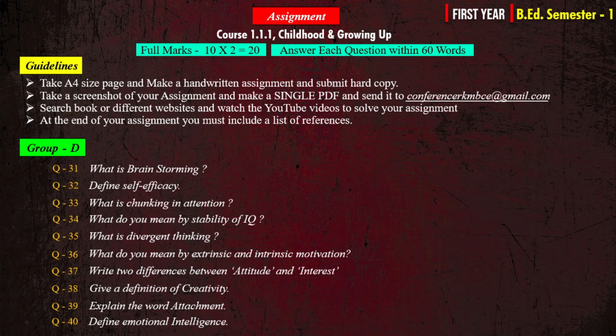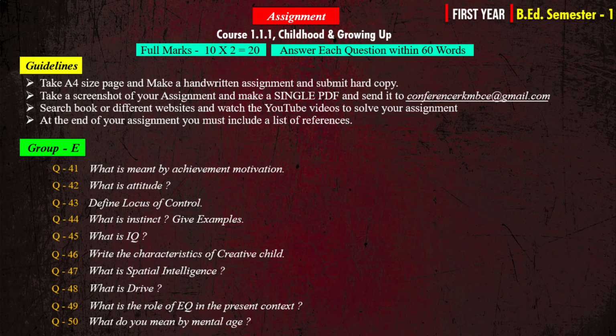You have to search books or different websites and watch YouTube videos to solve your assignment. Finally, questions for Group E. At the end of your assignment, you must include a list of references. Here, the maximum word limit for each question is 60.